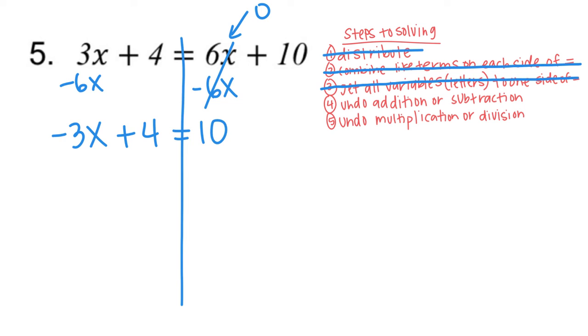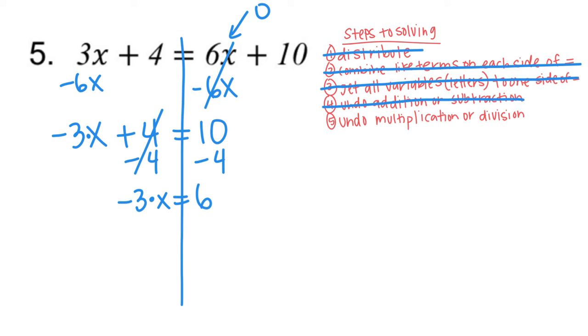undo addition or subtraction. So right now I see a -3 times x and a +4. So I'm going to get rid of that 4 all by itself. And I'm going to do that by doing -4. Because +4 minus 4 becomes 0. And I'm going to do it to both sides of my equation. So we're left with a -3 times x equals 10 minus 4 equals 6. So done with step 4.